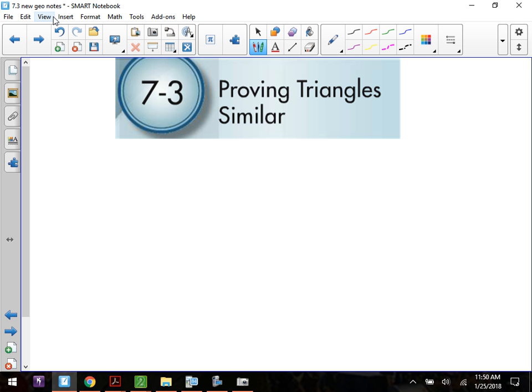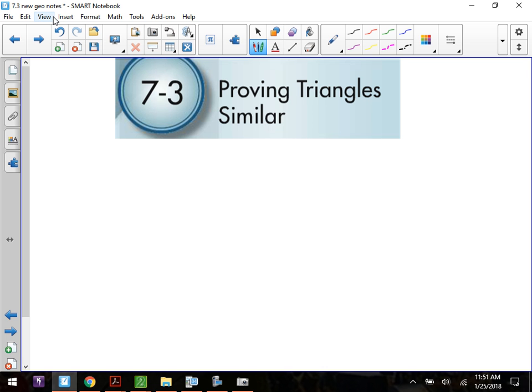What we've worked through so far today, or in the other class, was that we're going to start figuring out ways we can make our lives easier by showing that things might be similar in fewer steps.